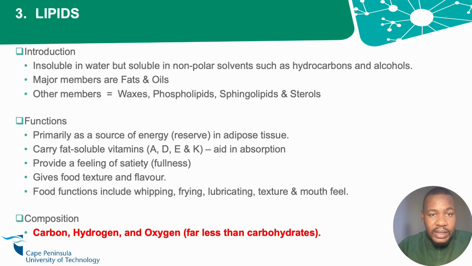When we look at lipids nutritionally, fats and oils contain around 9 calories per gram, while proteins and carbohydrates contain 4 calories per gram. What is unique about this class of substances is that they come in various forms. But the most important forms that we are accustomed to in our food systems are the fats and oils. There are also other members of this family, which include waxes, phospholipids, sphingolipids, etc.